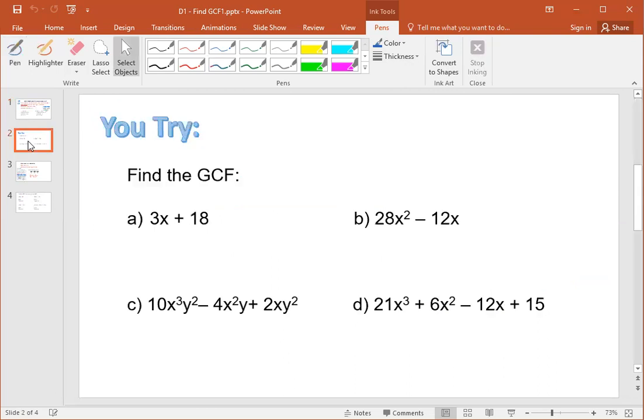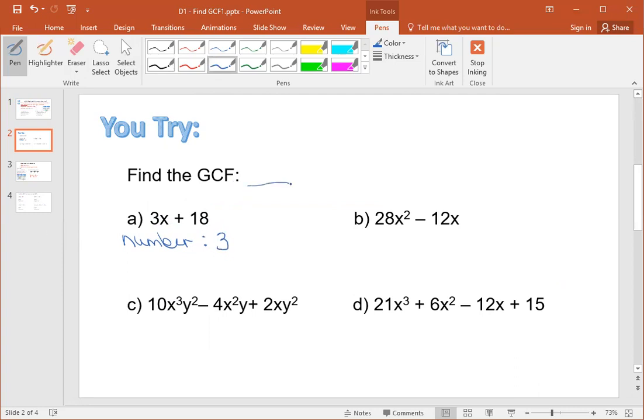So we're going to work a few of these together and see what we come up with. We're going to try this first one, A, which is 3x plus 18. I need to find the largest number. So 3 is just 3. Is 18 divisible by 3? 18 divided by 3 is 6. So 3 is the largest number.